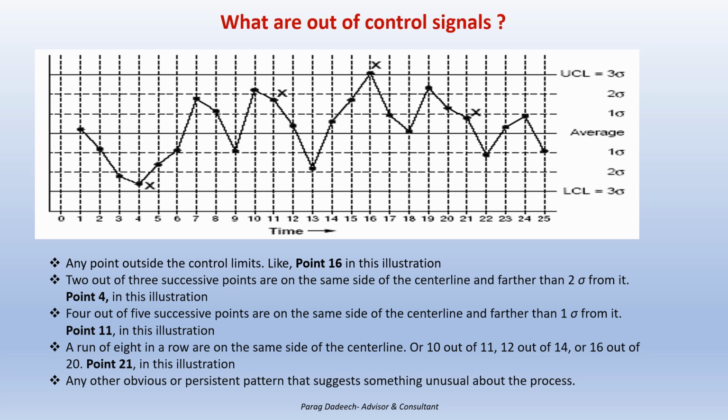A control chart will help you to determine various out of control signals so that you are able to take timely actions on your process. If there is any point which is outside the control limits, that is beyond the UCL or upper control limit and below the LCL or the lower control limit, it is clearly an indication of a process which has gone out of control. Like point 16 in this illustration, which is beyond the upper control limit.